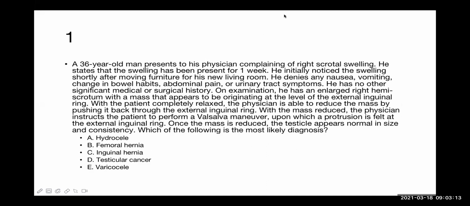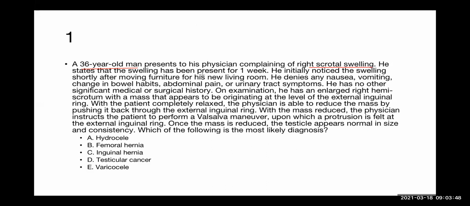A 36-year-old man. See here, the patient's age is 36. Okay, a man presented to the physician complaining of right scrotal swelling. So this is a case of scrotal swelling. We all know if there is any case of scrotal swelling, we think of hernia, the inguinal hernia, or hydrocele, or testicular mass. These are the common differential diagnoses.